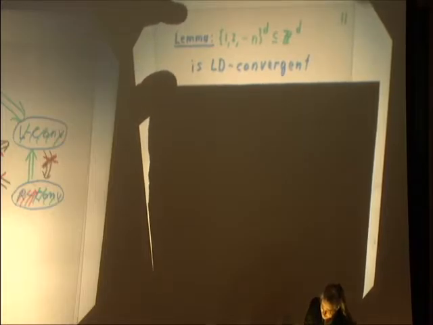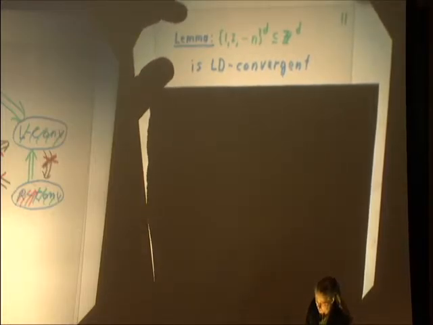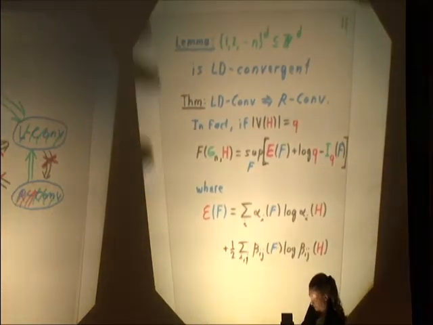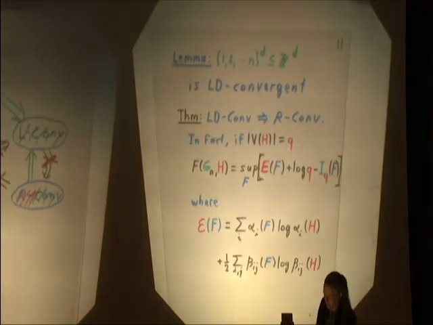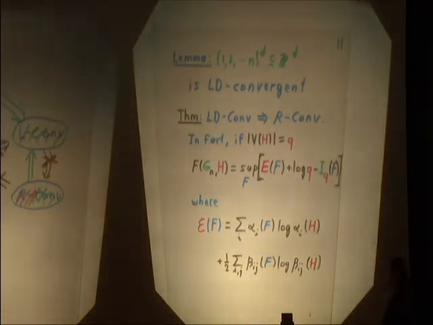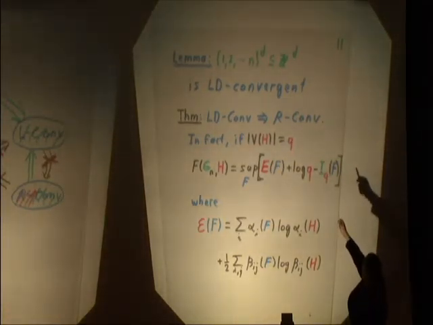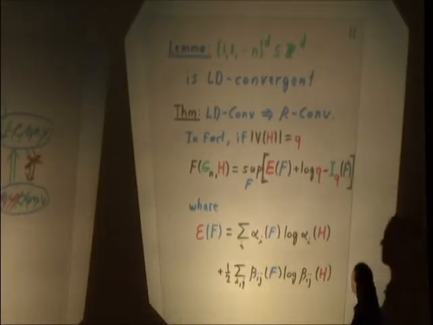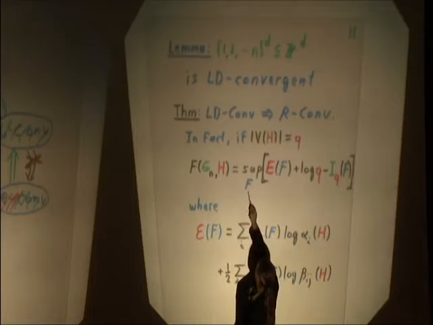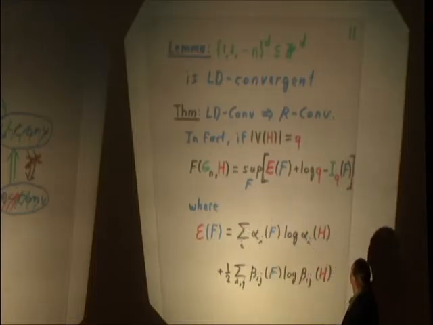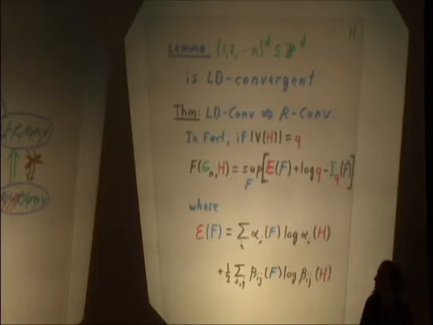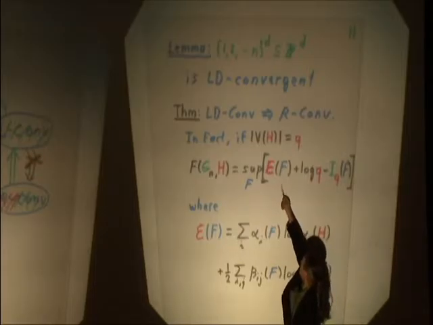The next question is, does large deviation convergence imply anything else? And that's our last theorem. So this says that, in fact, it does. Large deviation convergence implies right convergence. And you can actually calculate it. It turns out that this free energy is a supremum over what? If you fix the cuts, this is morally the entropy of the cuts. And this is how much a cut, the weight of a cut.